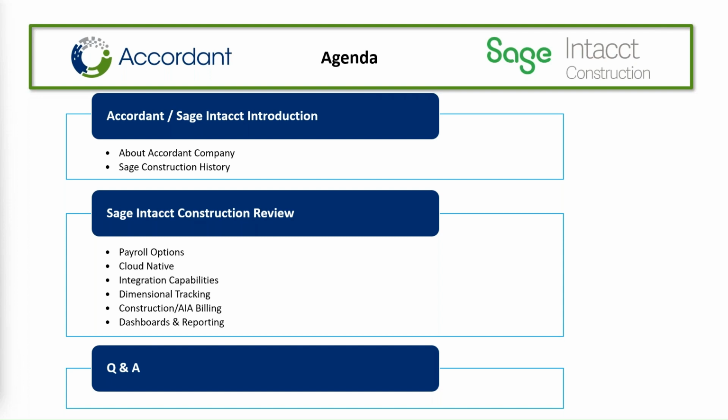In our presentation, we'll briefly review the payroll options within Sage Intacct, along with some key differentiators between cloud and desktop software, and then go into what third-party integrations exist today within the platform. After that, we'll dive into how you can manage consolidated financials with dimensional tagging in Sage Intacct, go through the native construction and AIA billing that's available, and then the configurable dashboards and reports that are available standard with Sage Intacct.